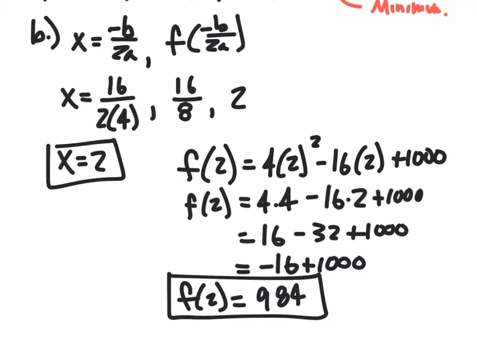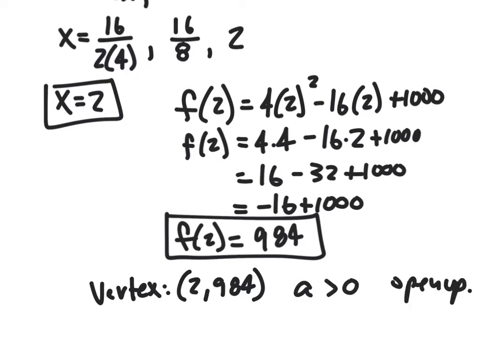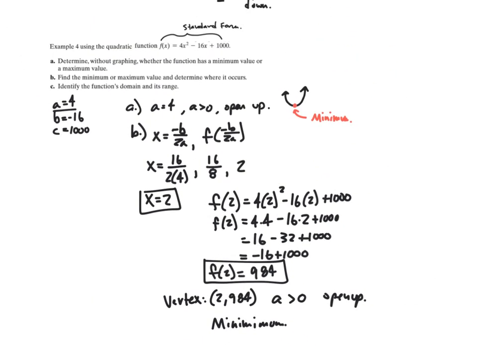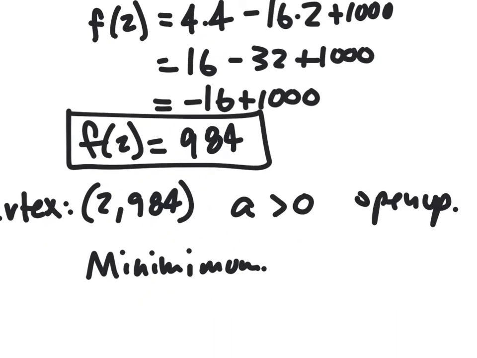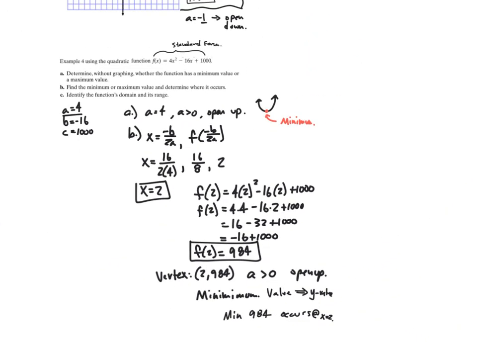So my vertex, and this is my vertex, is the point (2, 984). Now, because a is greater than 0 and we open up, this is going to be my minimum. Now my minimum point is a little bit interesting. When we talk about a minimum value, a minimum value is a y value. So our minimum is 984, and that occurs at x equals 2. So that's how we can write that. Our minimum value is the y value.